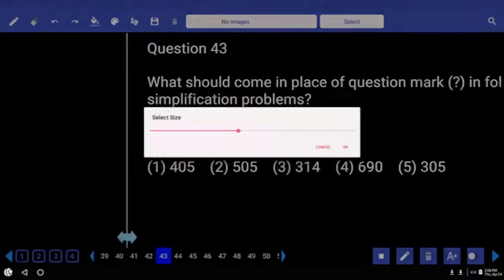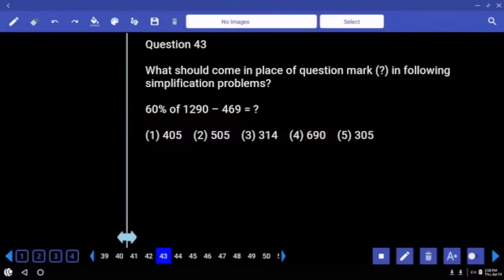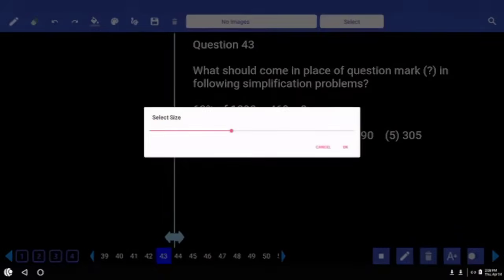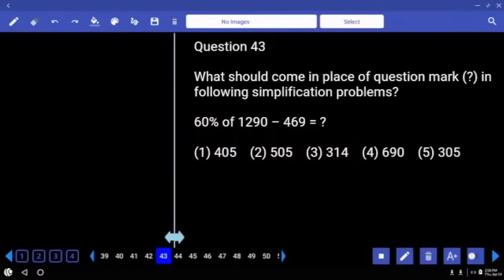Next. There are 3 options which are ending with 5. If all the numbers were ending with different numbers, probably I would have done last digit verification. Because 3 numbers are ending with 5, I am not going for last digit verification. 60% of this number, 50% plus 10%. 50%, 645. 10%, 129. We have to add both the numbers, don't add. And from this we have to subtract 469, correct?